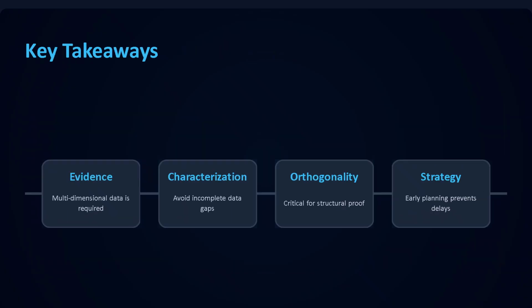To conclude, demonstrating peptide sameness requires comprehensive, multidimensional analytical evidence. Many regulatory deficiencies occur not because the peptide is different, but because the analytical characterization is incomplete or insufficiently justified. Using orthogonal methods, performing strong comparative analysis, and planning the analytical strategy early in development can significantly reduce review challenges. Ultimately, a well-designed peptide sameness study supports regulatory approval and ensures patient safety.